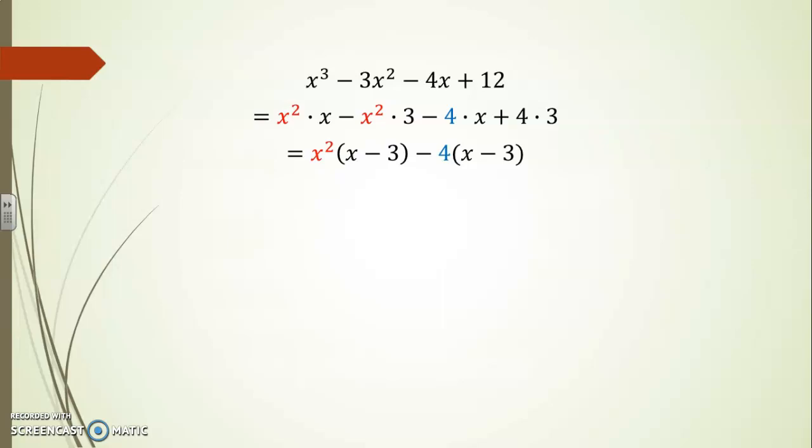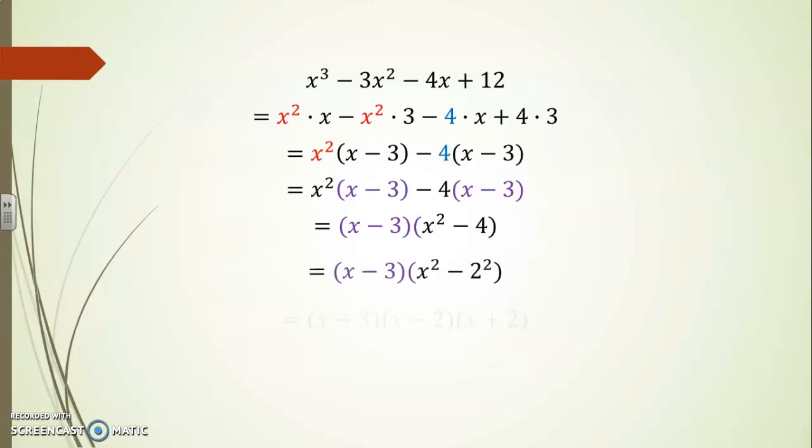Because x minus 3 is a simple factor, it can be extracted, leaving x squared minus 4 behind. And for those who recall their special factoring forms, you'll recognize x squared minus 4 is actually a difference of squares. So in this example, x cubed minus 3x squared minus 4x plus 12 can be decomposed into three first-order factors: x minus 3, x minus 2, and x plus 2.